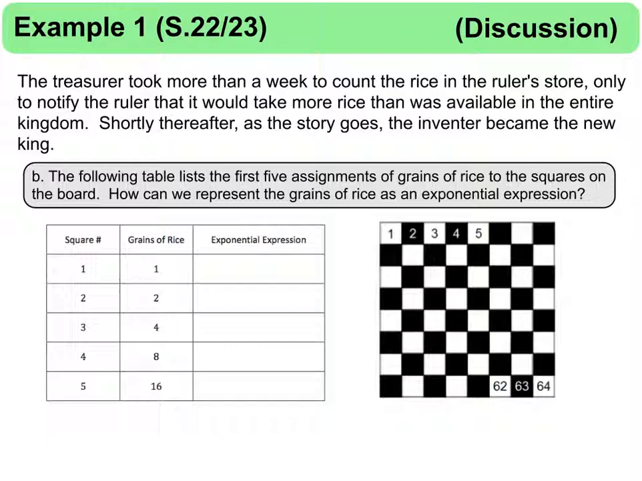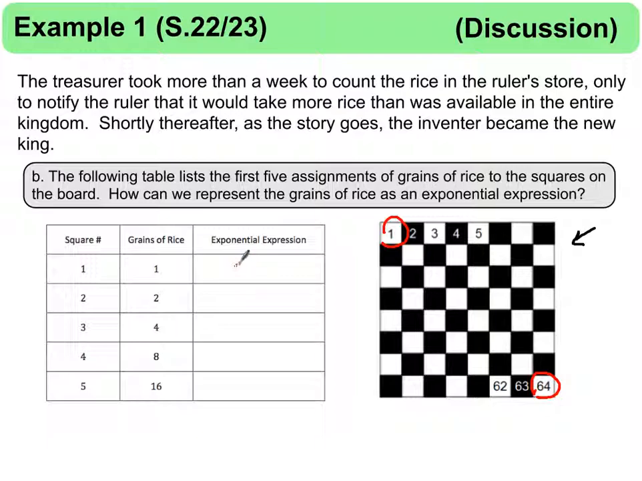So here we are, we give this table to the students. Square 1 gave 1 grain of rice, square 2 gave 2, and square 3 gave 4 grains of rice, and so forth. And the students get to see the chessboard right here on the right as an opportunity to see what's happening. And we note right here that we have 64 given squares on the chessboard. And so we go from our first square to our 64th square, doubling every single time. And so we ask students to develop an exponential expression to represent each one individually.